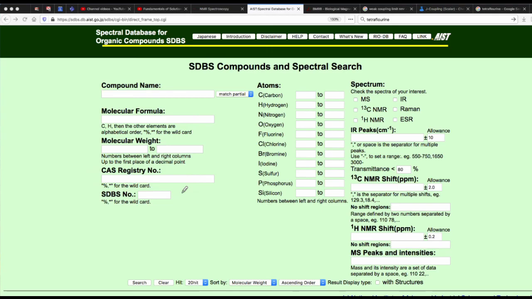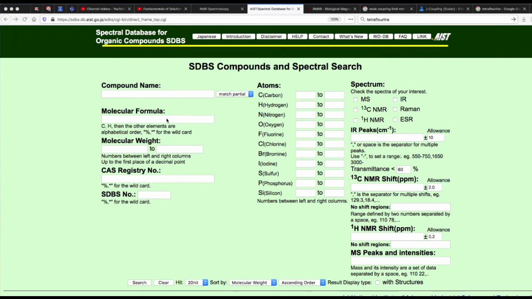The next resource that I'll be introducing you to is the Spectral Database for Organic Compounds, in short SDBS. Here, if you give any one of these fields, that is a compound name, molecular formula, even a molecular weight range, CAS registry number, or their own SDBS number, you would be able to see what all data is available with them. In particular, we are focusing on the proton and carbon-13 NMR.